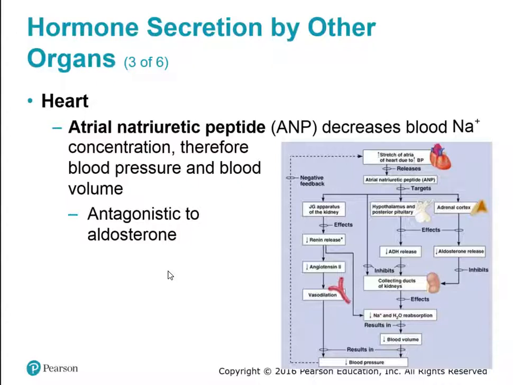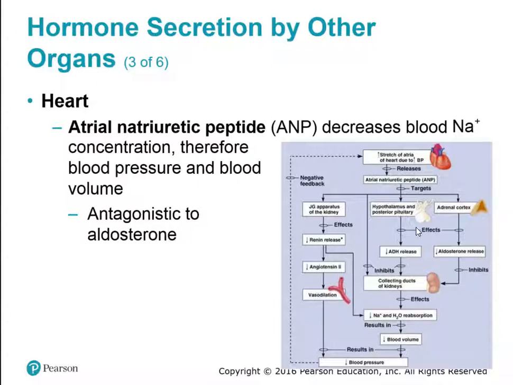So if pressure gets too high, so we're stretching that heart muscle too much, the heart will release this atrial natriuretic peptide to help decrease the blood pressure and reduce any risk of damaging the heart or the blood vessels. It can target the kidneys to turn off renin release, which would stop that renin-angiotensin-aldosterone mechanism. It could lead to vasodilation, so we open up the blood vessels to lower the pressure.